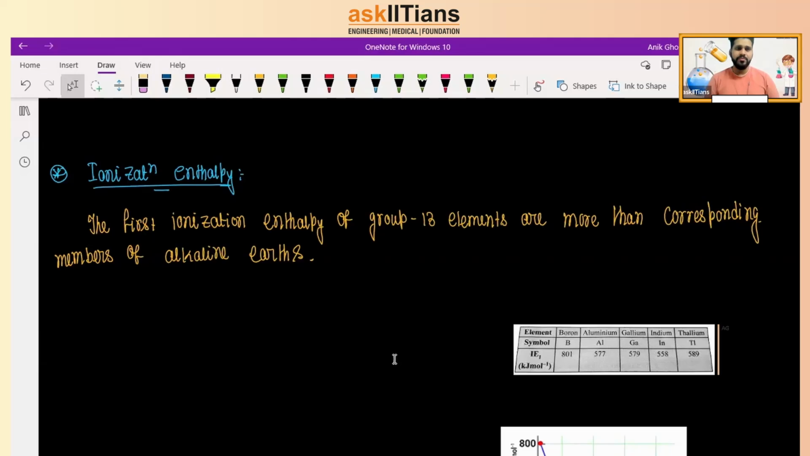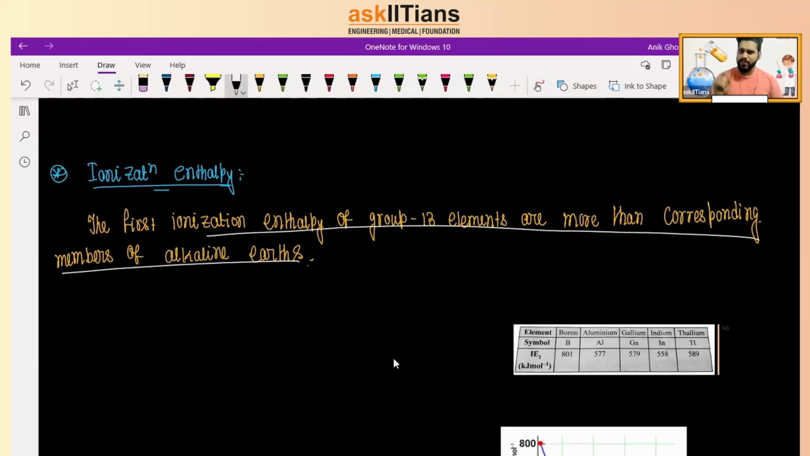Irrespective of anything, because you're taking electrons out of a body, it is always going to require energy. So ionization enthalpy is the only parameter which is always positive, always endothermic. Now, what am I writing here? The first ionization enthalpy of group 13 elements is more than the corresponding alkaline earth metal, which was expected.